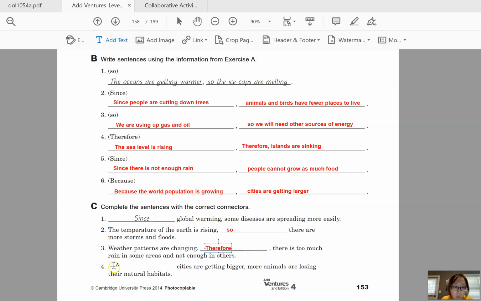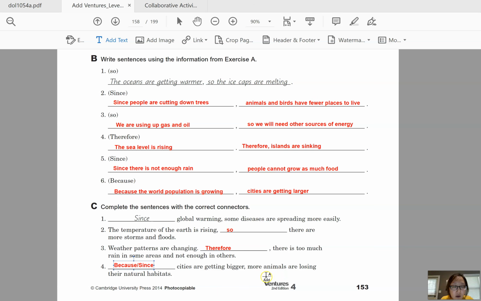Number 4, because, or you can use since, cities are getting bigger, more animals are losing their natural habitats. Okay, and as you can see in this case, you can see a subject and a verb. Cities are. Okay, so it sounds more natural.